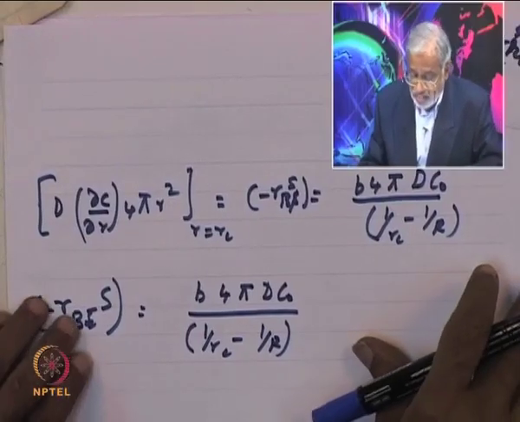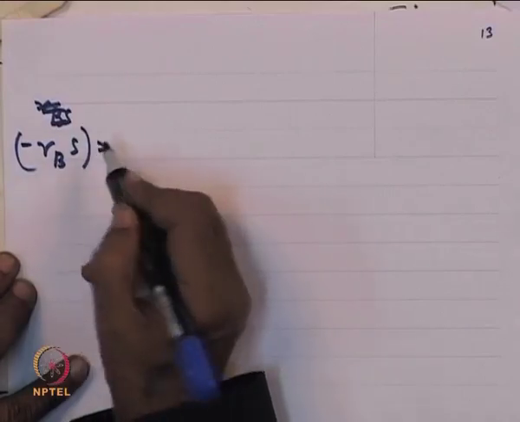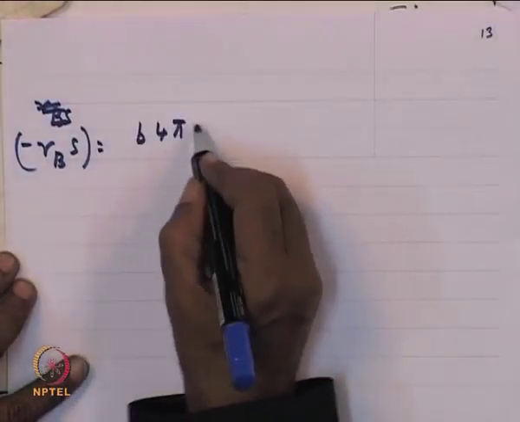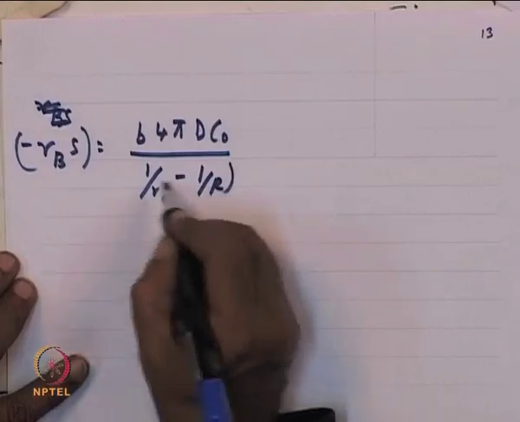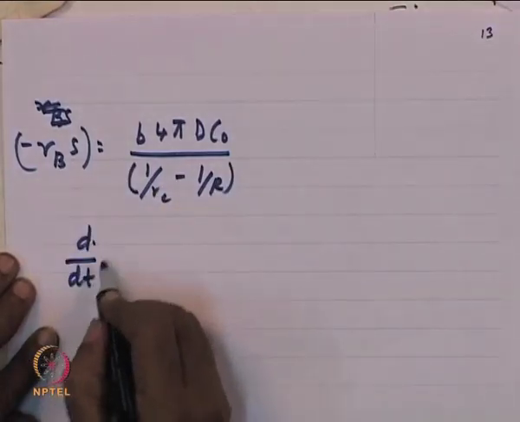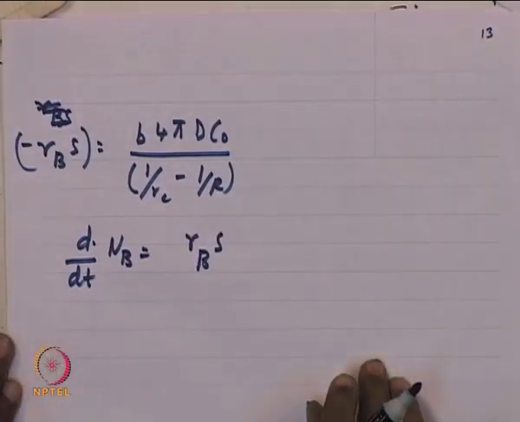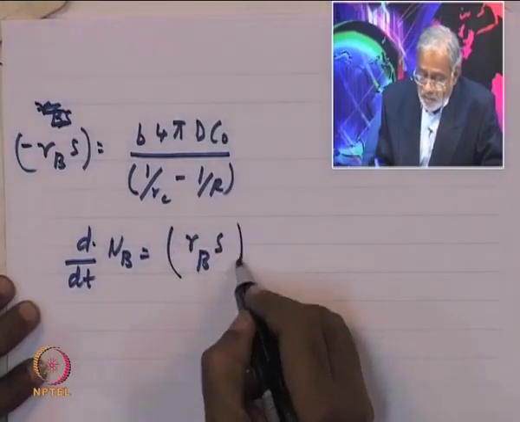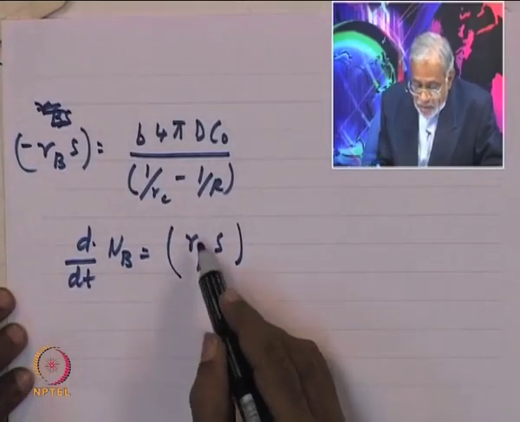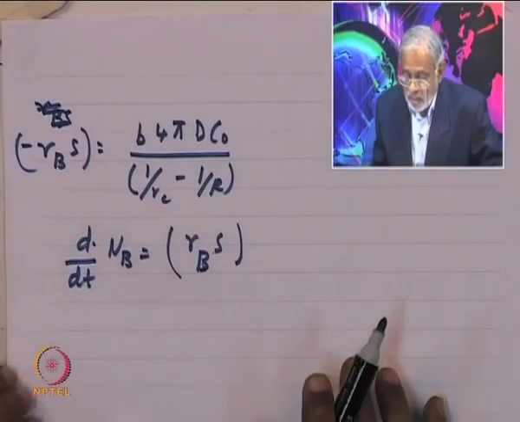Now, if this is clear, the rest is fairly straightforward. We have r b s equal to b times 4 pi d c naught divided by 1 by r c minus 1 by r. Now, we know that d by dt of n b by definition is r b s. What is meant by d by dt of n b? It is the rate at which the moles of n b change with time. What is r b s? r b s refers to the rate of chemical reaction, where r b is the rate per unit surface area multiplied with the surface area relevant to this kind of controlling regime.